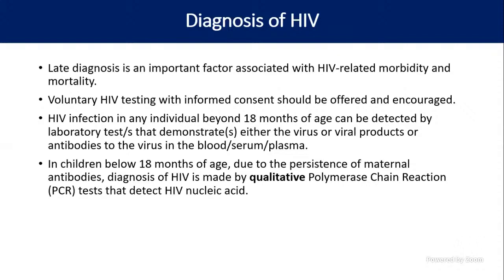Beyond 18 months of age, HIV infection for everybody, including children above 18 months, adolescents and adults, can be detected by the presence of either the virus or viral products like a viral antigen, or an antibody to the virus that can be demonstrated in the blood, serum or plasma. And of course, in children less than 18 months of age, due to the persistence of maternally acquired antibodies, HIV diagnosis is made by qualitative PCR, or polymerase chain reaction, that detects the nucleic acid in the child's blood or serum. Next.